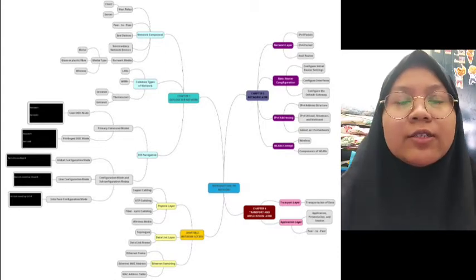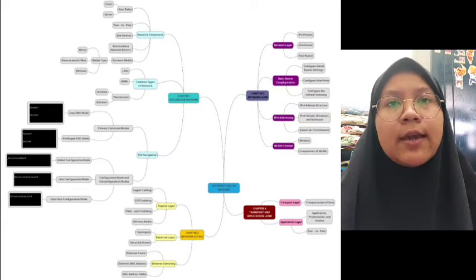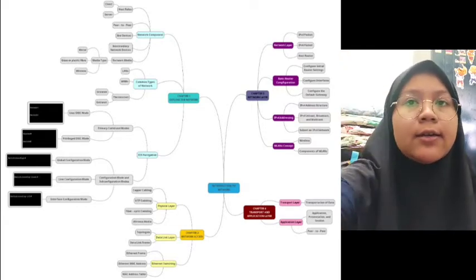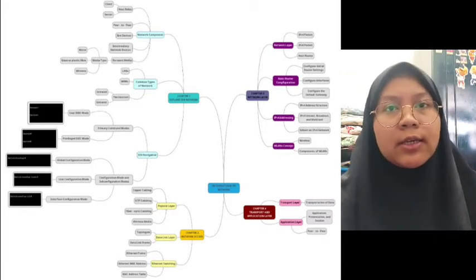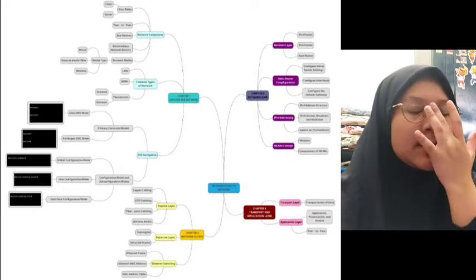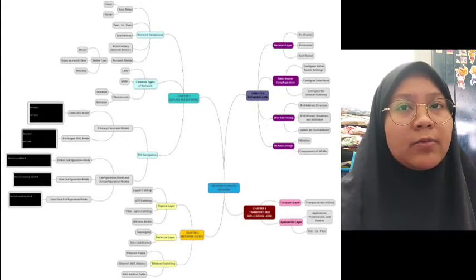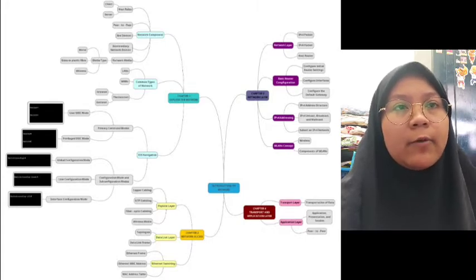We're moving on to chapter 2, which is network access. Network access, as you can see, has three subtopics here: physical layer, data link layer, and Ethernet switching. I'm going to explain the first subtopic, which is physical layer. Physical layer has copper cabling, UTP cabling, fiber optic cabling, and wireless media.